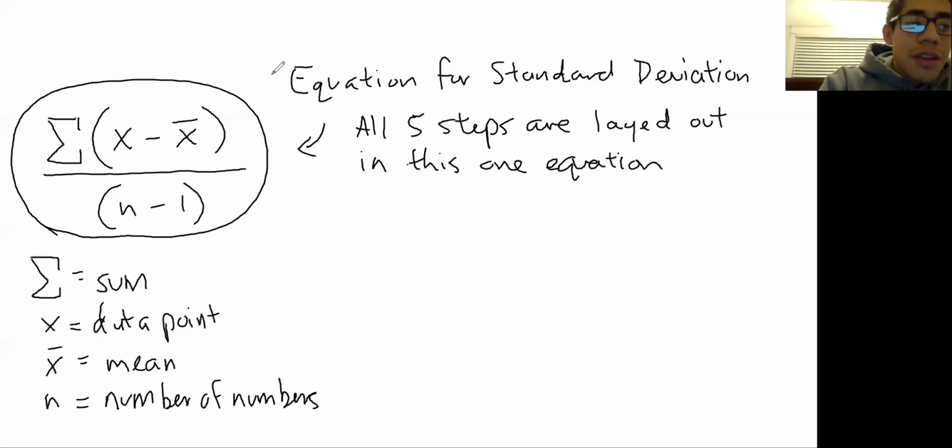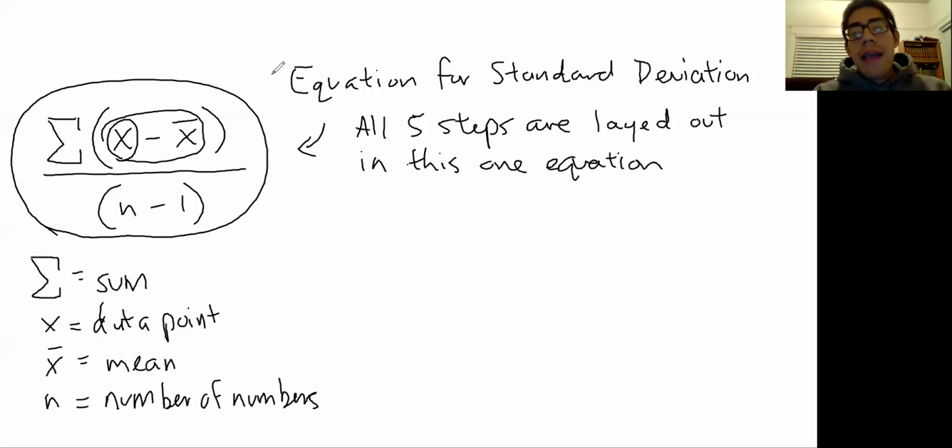The first part, this should look familiar, right? Your data point minus this. We have to do this with every single data point. So if my data set has 5 numbers, I do this step 5 times. If my data set has 10 numbers, I have to do this step 10 times. If my data set has 1,000 numbers, I would have to do this step 1,000 times, okay? That's why I decided to go with the steps instead of just trying to solve with the formula, okay?